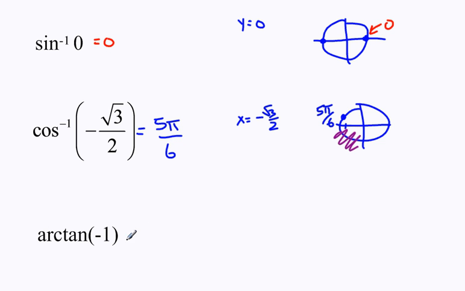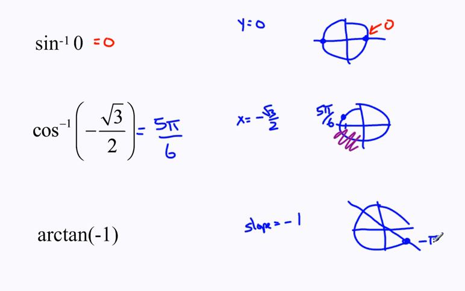All right, arctan negative 1. I'm asking myself, when does the slope equal negative 1? That's an easy one. I take this, draw it in, and it's going to be right over here at negative pi over 4.